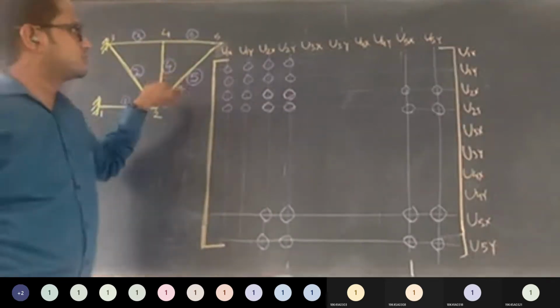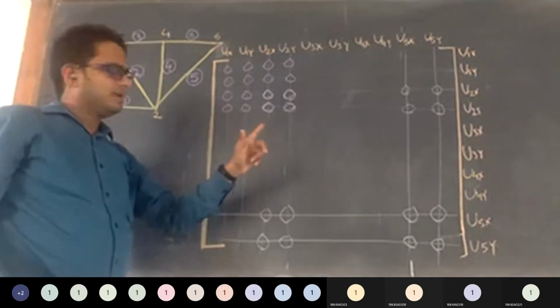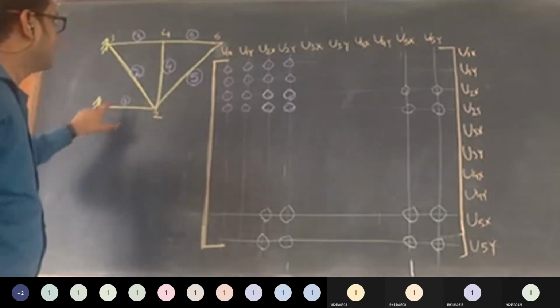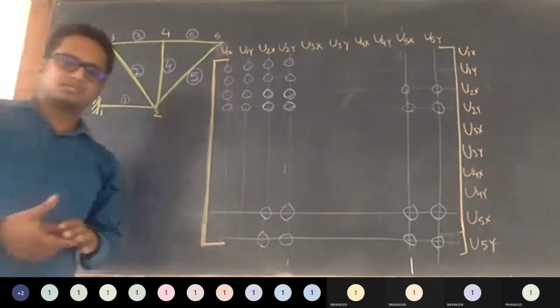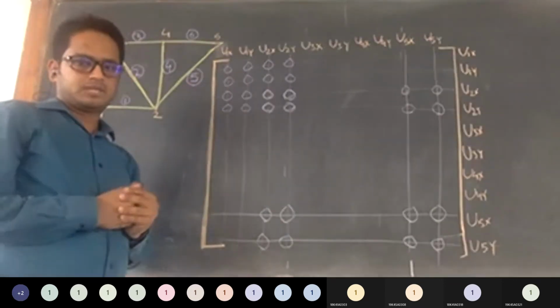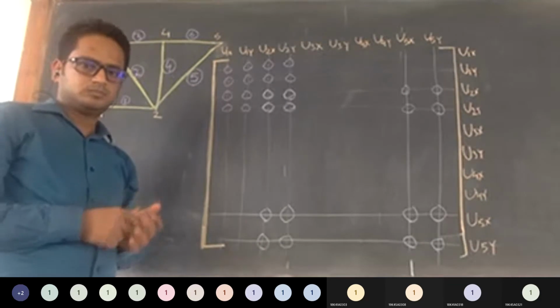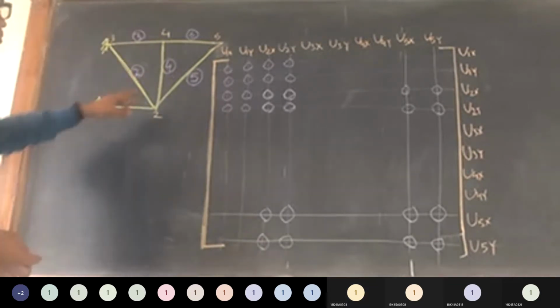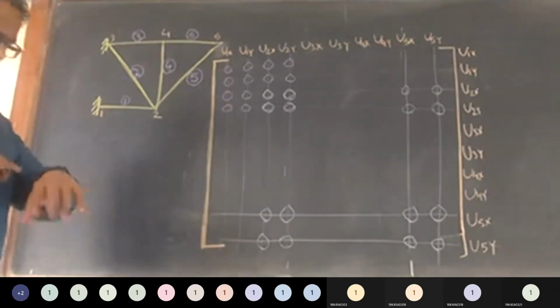Here we have 5 elements, so I have drawn a matrix of 10 cross 10. Similarly, based on the number of your nodes, you have to write your global stiffness matrix. Is that clear? Yes, sir. Is it clear to all of you? So I can move ahead.